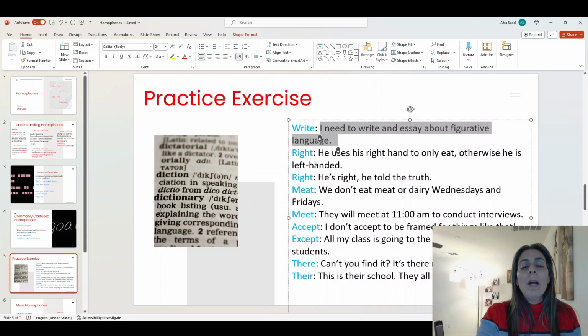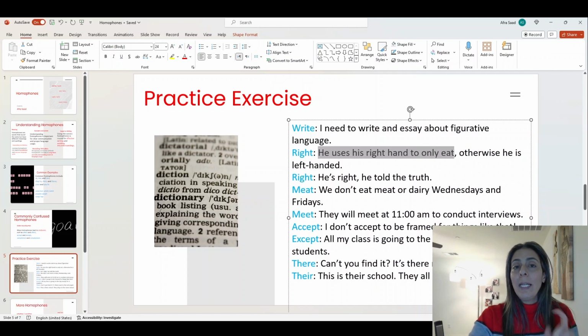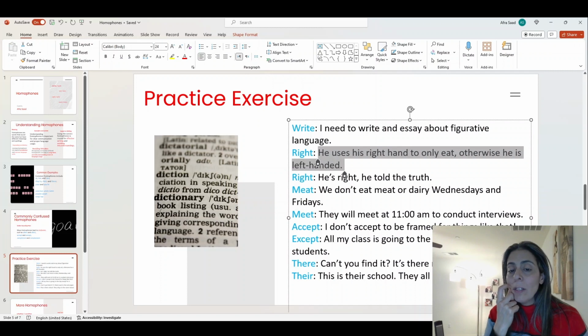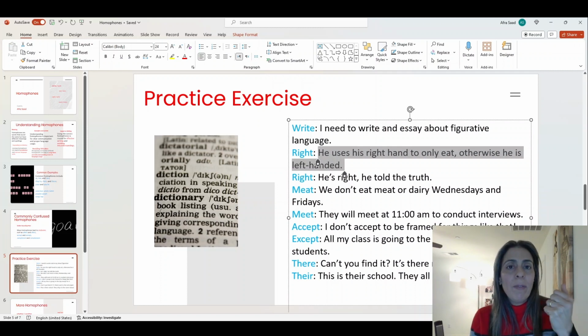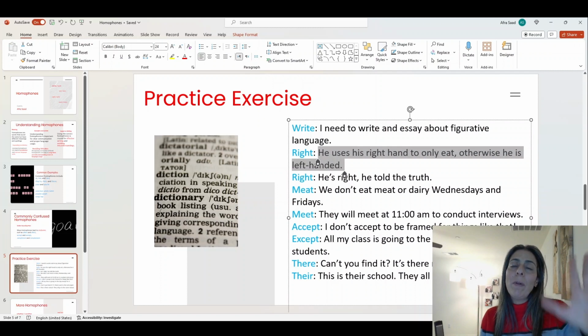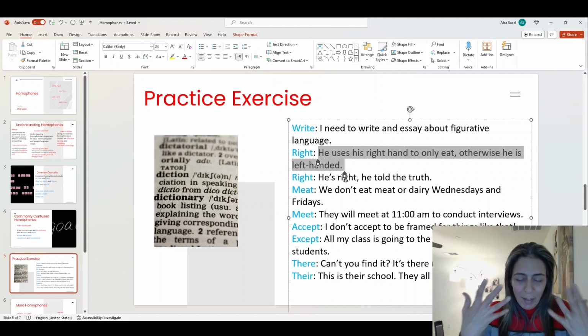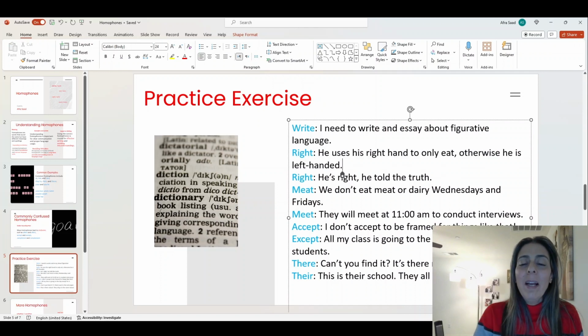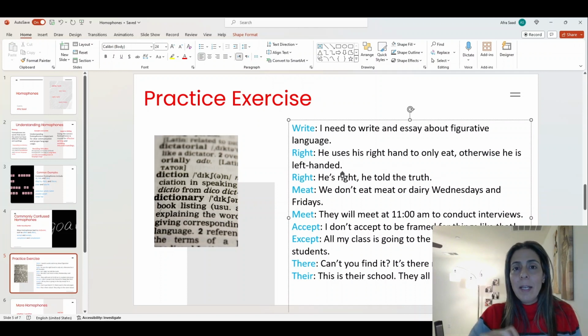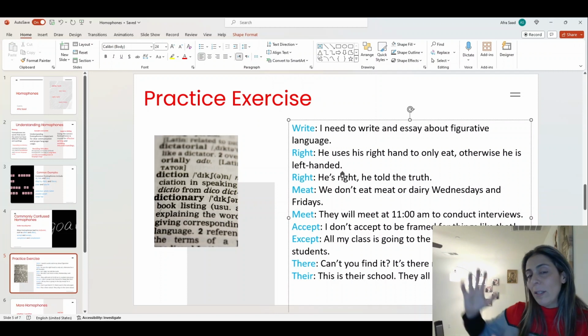Now this right: he uses his right hand to only eat. Otherwise, he is left-handed. So he only uses his right hand to eat. But normally, when he writes, when he works, when he does everything, he's left-handed. Left-handed people are the people who use their left hand. So right in this case means the right side.